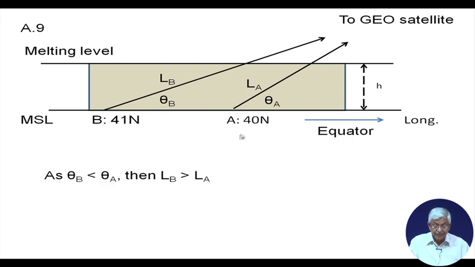Now, theta B is lower than theta A because B is on the northern side, as you can see, since GEO remains the same. So, this elevation angle theta A is larger than theta B, or theta B is smaller than theta A. So, obviously, the length of the path of the signal through the rain, L B, is more than L A. By this simple logic, you can say that the signal will be attenuated more here. So, the appropriate choice is C.